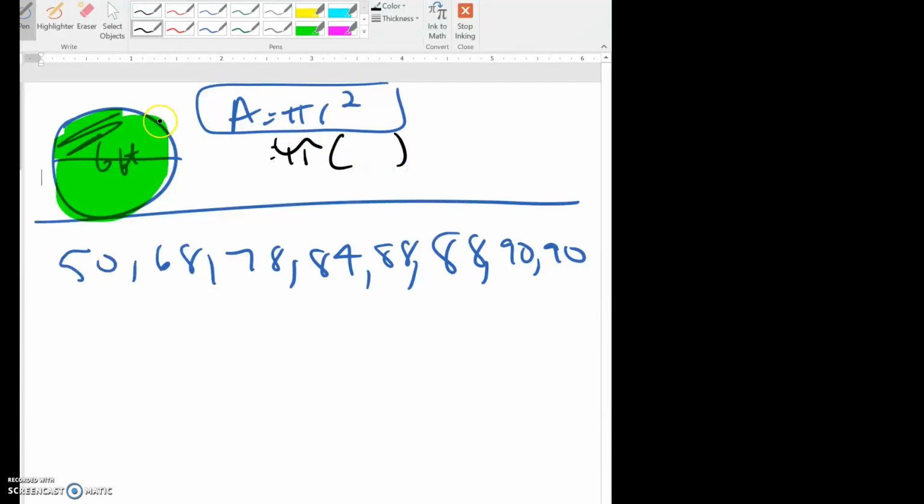Radius is the halfway. A diameter divides it through the middle. A radius is halfway. So if the diameter is 6, the radius is 3 feet squared. And so I have pi times 3 squared is 9, and then feet times feet gives me square feet. Because remember, when you multiply, you're creating new units.